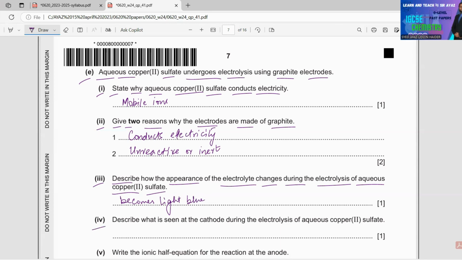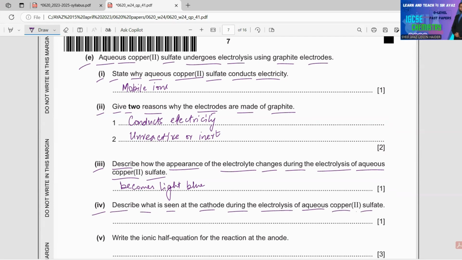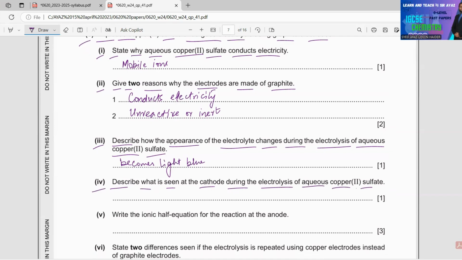Number 4. Describe what is seen at the cathode during the electrolysis of aqueous copper 2 sulfate. Now, copper will get deposited at the cathode. Copper deposits and copper is brown or pink in color. So you write pink or brown solid.